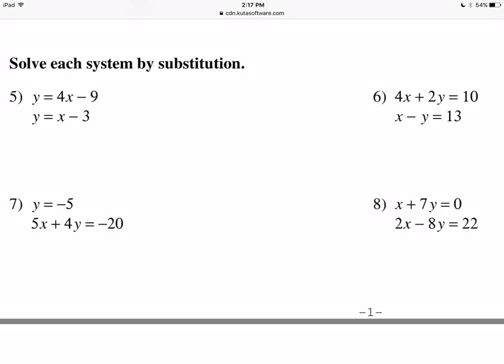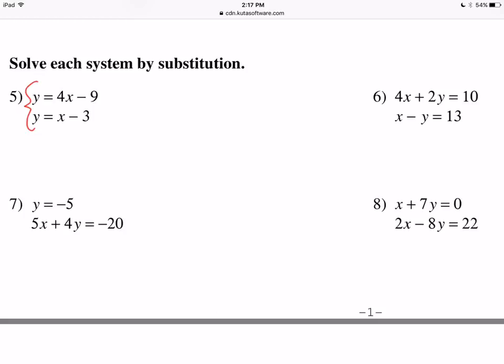This video is about systems of equations, or linear systems to be specific. And again, this is kind of a basic, what is it about, what are we trying to actually figure out, sort of thing. So, in this particular system, it's a linear system. So look at number 5. It says y equals 4x minus 9 and y equals x minus 3. So these are in a system together.